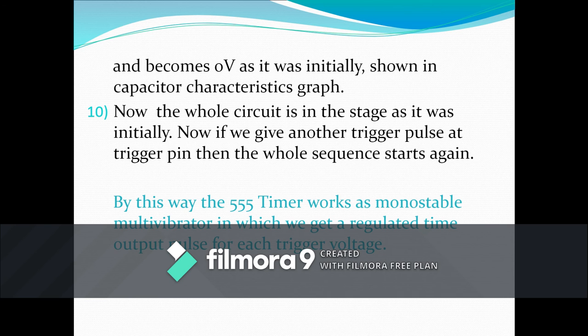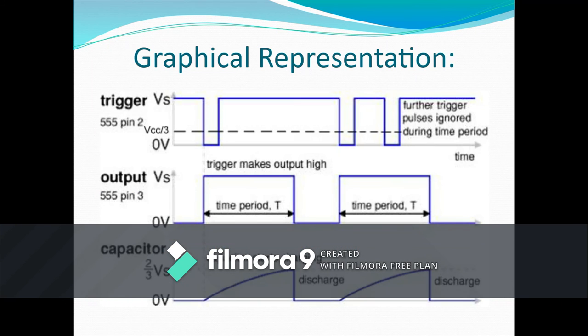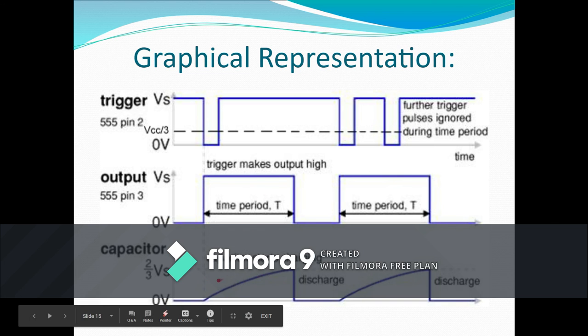So now moving on to the next slide, we have the graphical representation. This is the trigger signal, and when the trigger is given, the output also reacts, and the output will be high for a certain time period. That time period can be changed with respect to the capacitor value and the resistor value that are given in the circuit. So this is the capacitor graph.